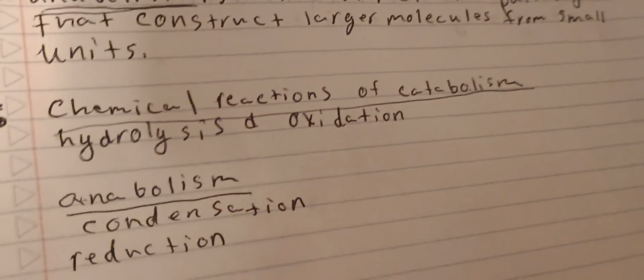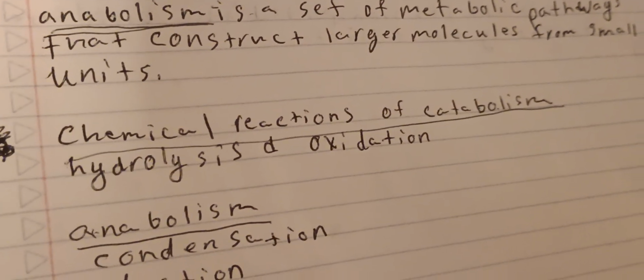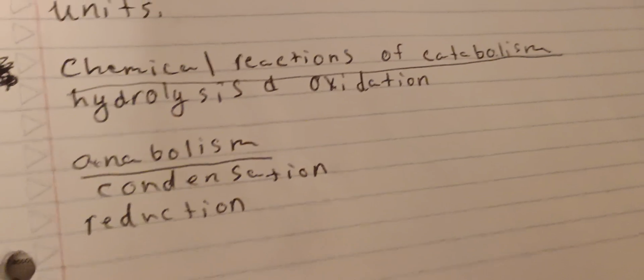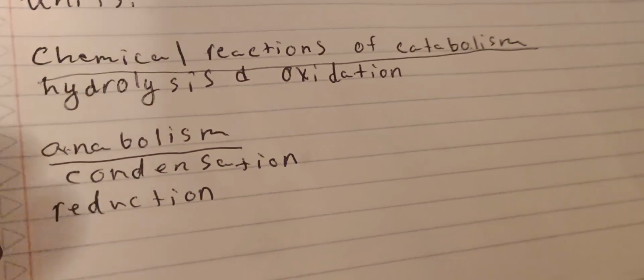Two chemical reactions of catabolism are hydrolysis and oxidation, and two chemical reactions of anabolism are condensation and reduction.